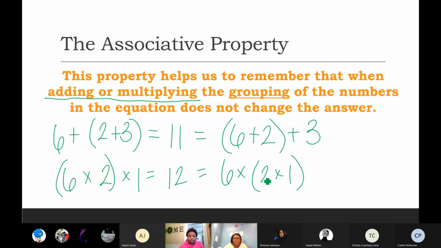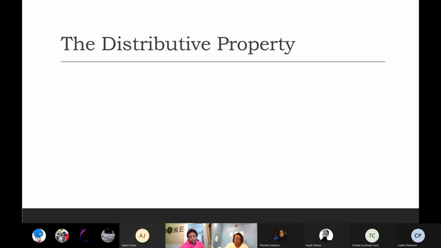Take some time to finish this up, and then we're going to move on to the distributive property. So when we look at these properties, it helps us to understand the importance of addition and multiplication and how that can be shown to us, right? So when we're looking at the distributive property, let's look at this example. Please write this down.